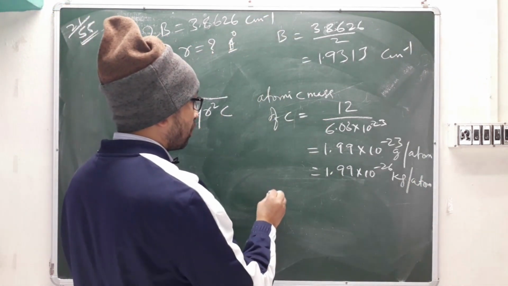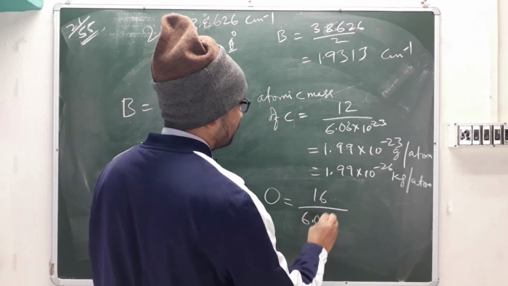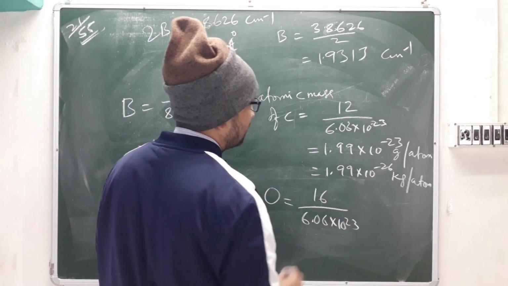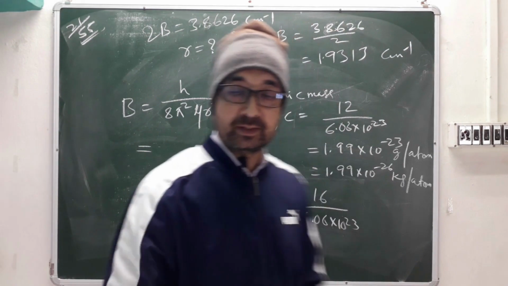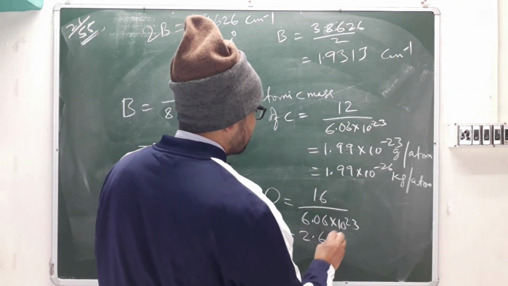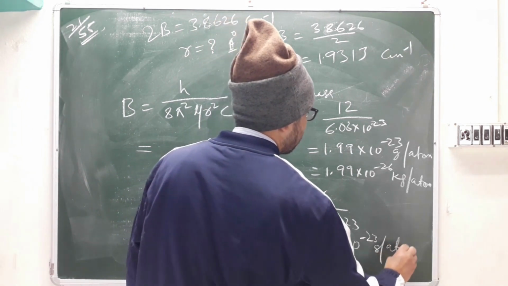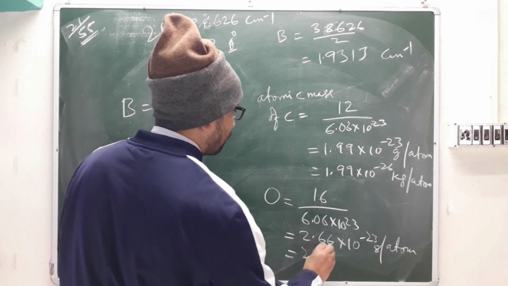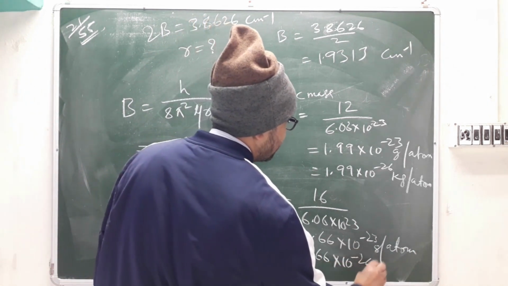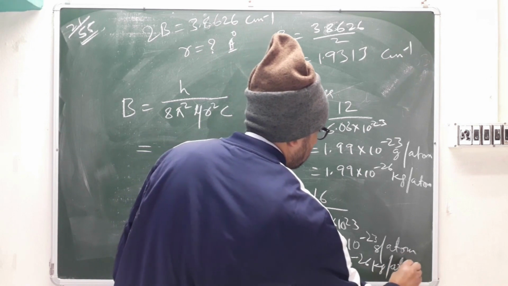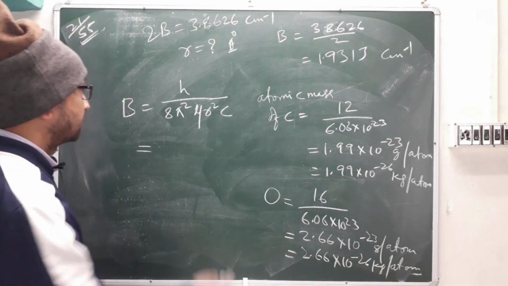Likewise, for oxygen we have to calculate how much it will come. 16 divided by 6.06 into 10 to the power 23. So how much will it come? It will be 2.66 into 10 to the power minus 23 gram per atom. That will be equal to 2.66 into 10 to the power minus 26 kg per atom, correct?